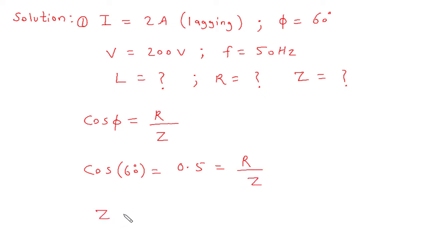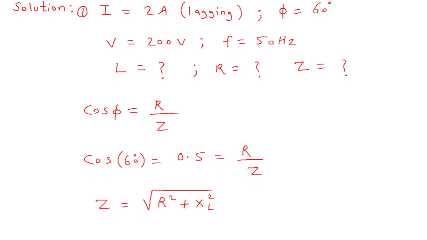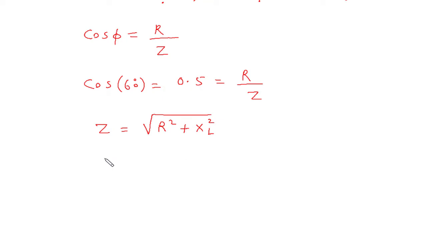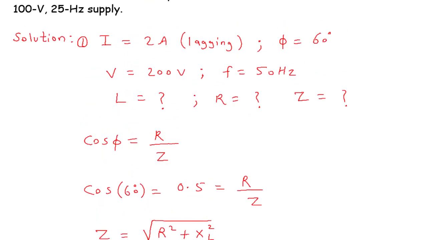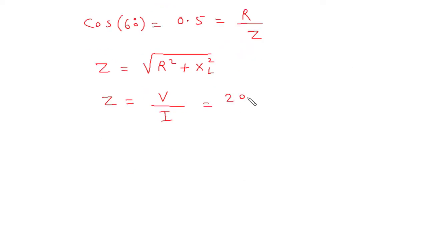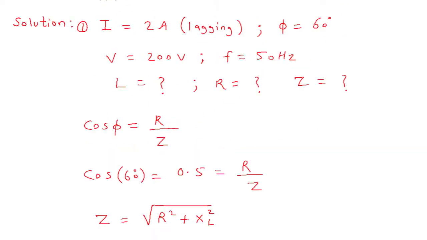Now Z is equal to under root of R square plus XL square. We have one more formula. From this, Z is equal to V by I. We know the value of voltage. Voltage is 200 and current is 2 ampere. So 200 divided by 2 is equal to 100 ohm. The unit of impedance is ohm.